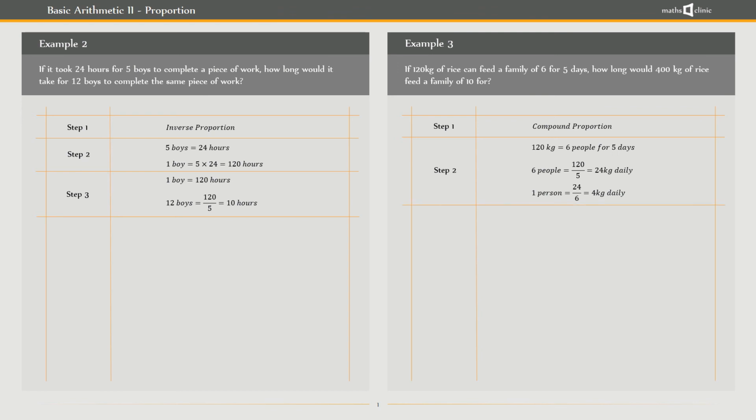And now we can go ahead. We were asked how long would 400 kg of rice feed a family of 10 for? So we have that one person consumes 4 kilograms daily. That means if you have a family of 10, they will eat 4 times 10, which will be 40 kilograms each day. So we've been told that we have 400 kilograms of rice and the family consumes 40 kilograms each day. You can go ahead and say 400 divided by 40, and it will tell you that it will take this family 10 days to finish 400 kilograms of rice.